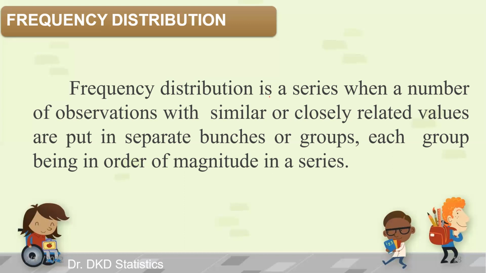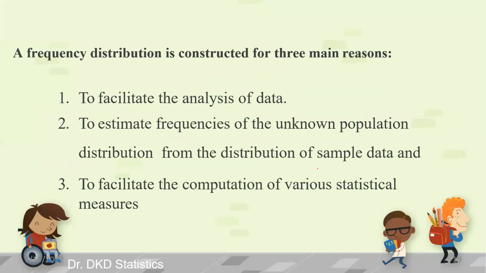Frequency distribution is a series where a number of observations with similar or closely related values are put in separate bunches or groups, and each group is in order of magnitude in a series. This is known as the frequency distribution.